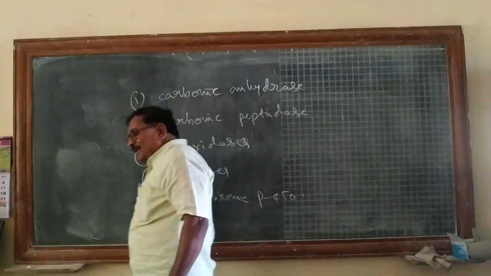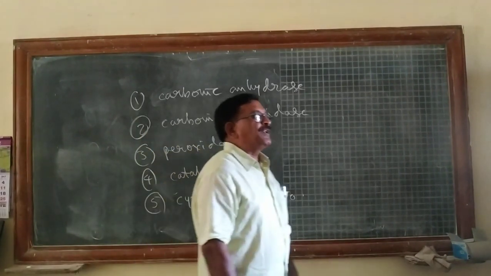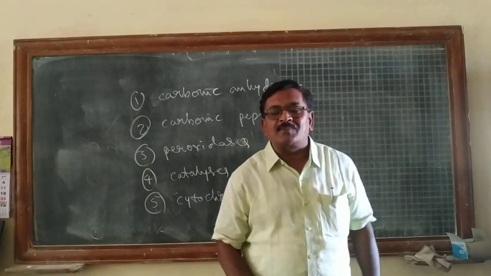So what is carbonic anhydrase? The carbonic anhydrase metallo enzyme mainly contains a metal atom, along with 3 nitrogen atoms.